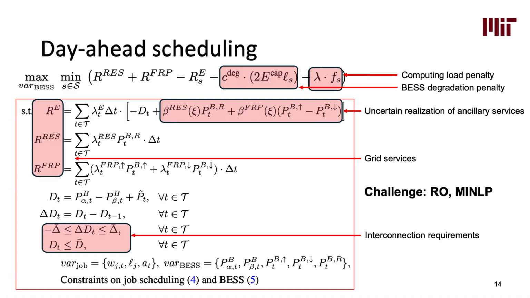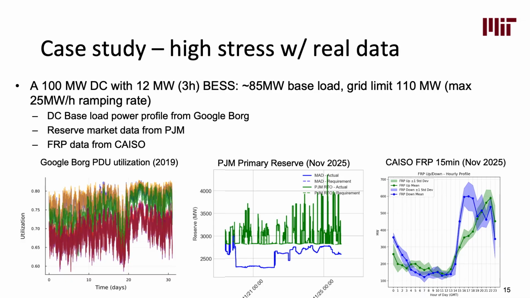This is a very interesting formulation, but it's quite difficult to solve. It is a robust optimization, a mixed integer nonlinear programming problem. Due to the limit of time, I don't have enough time to explain all the details, but if you are interested, I'm happy to answer any questions in detail after this talk.